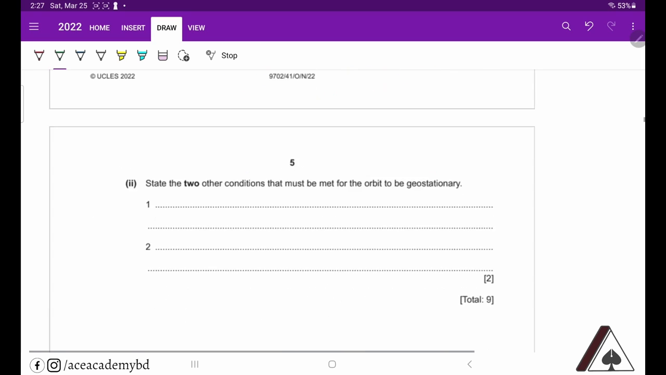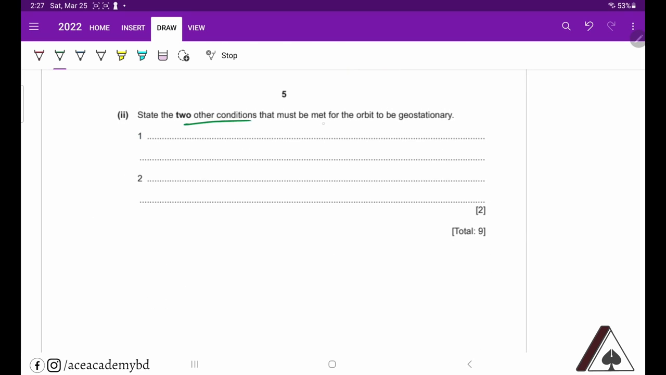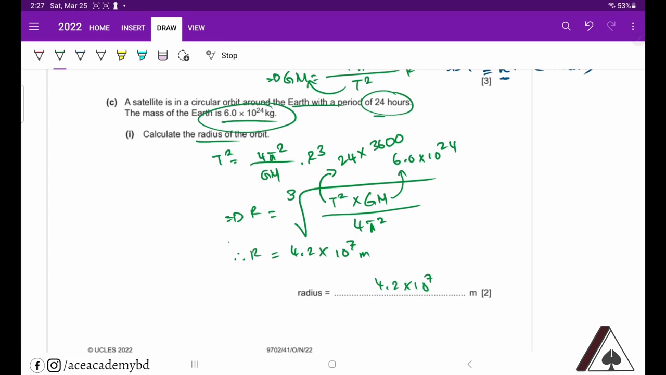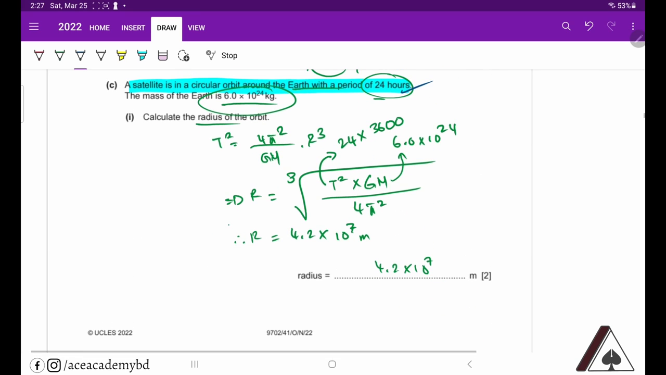Okay, now let's move on to the next part. It says state two other conditions that must be met for an orbit to be geostationary. So we know the conditions for an orbit to be geostationary: the satellite needs to be always above the equator, it needs to revolve from west to east always, and also its period shall be 24 hours. But they've already mentioned that the satellite has a circular orbit around the Earth which has a period of 24 hours. So we cannot just repeat this point over here. So that's why it's not included in the mark scheme.